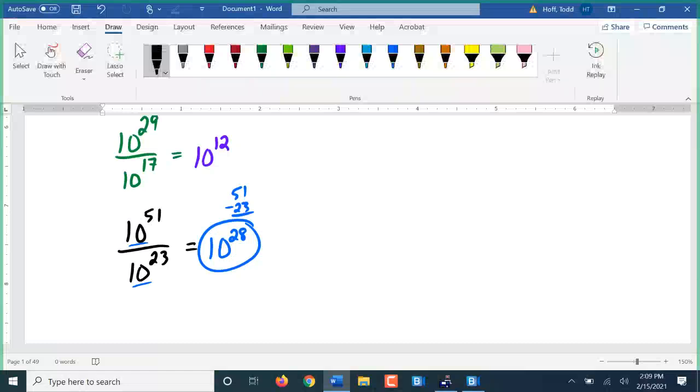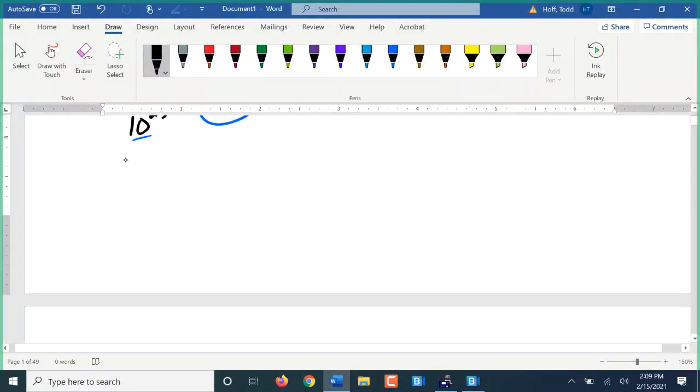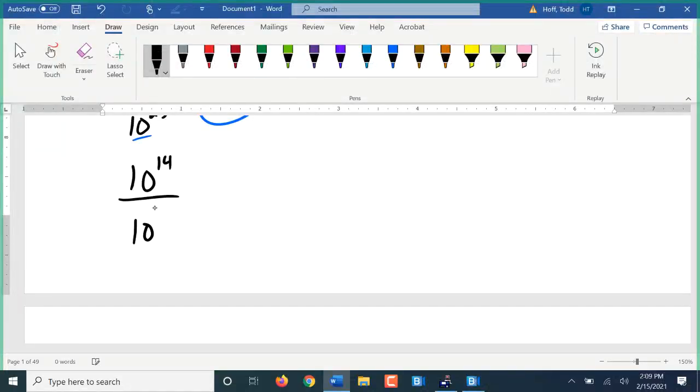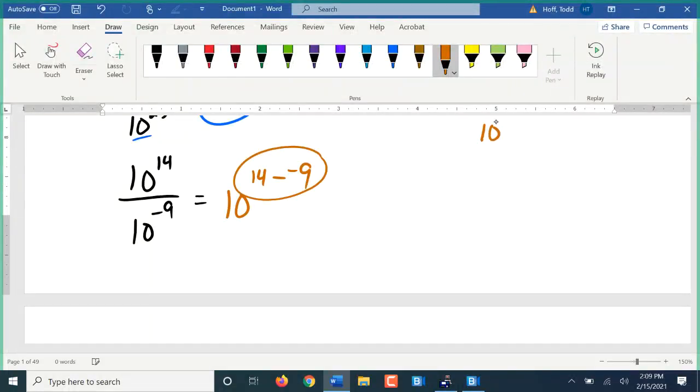Once again, these can be considerably more difficult when we throw in the negatives. I have 10 to the 14th divided by 10 to the negative 9th. We have to be very careful here. This is 10 to the power of 14 minus a negative 9. Well, 14 minus a negative 9 is technically the same as 14 plus 9. That's just 10 to the power of 23.